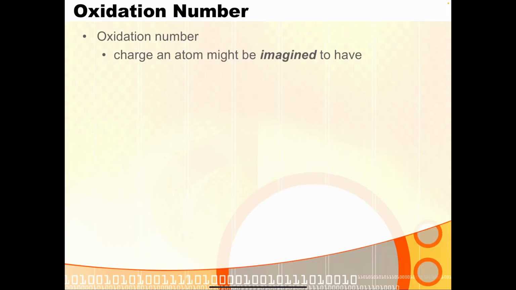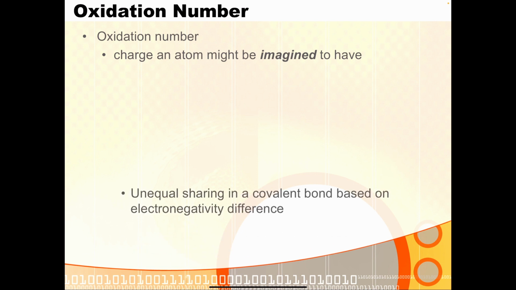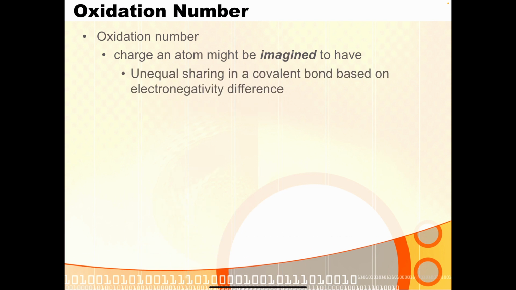Now, oxidation number is the charge an atom might be imagined to have. That is what oxidation number is. We imagine a charge over there. And unequal sharing in a covalent bond is based on electronegativity difference. That means for the element which is more electronegative, the electrons will slightly move towards its side.